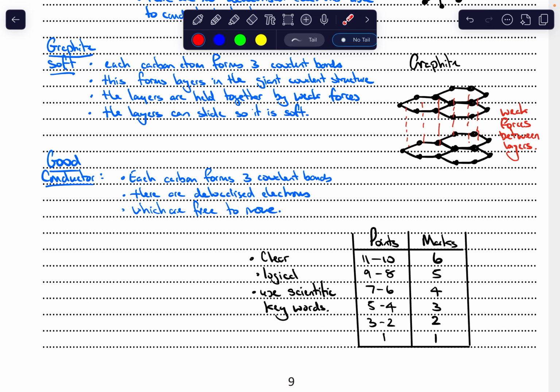They're also going to look at, is your answer clear? Is it logical? And does it use scientific keywords? So getting words in there like rigid and covalent bonds and talking about the weak forces are key phrases to get into your answer.